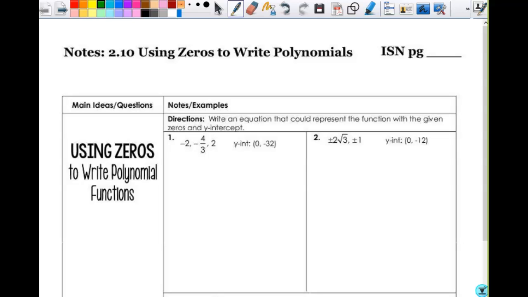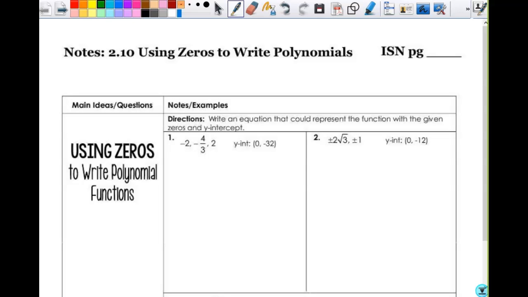Okay, so we have been given polynomials, and we have used those to graph them to find different things about them. This time we're going to be given the zeros and a y-intercept, and then we have to write the equation. So I didn't come up with a whole bunch of graphs on here because it was just easier to kind of do it this way.